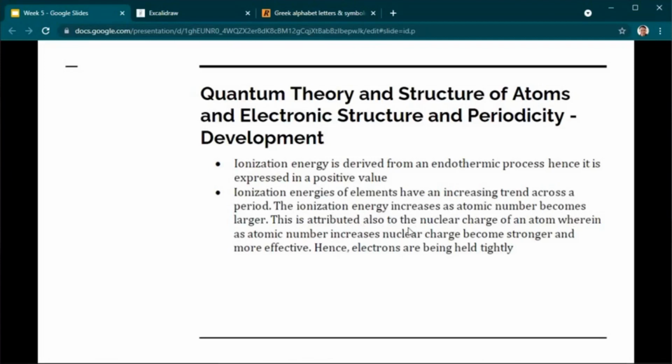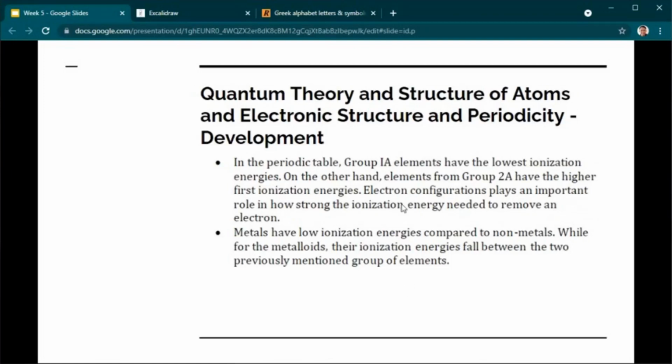This is attributed to the nuclear charge of an atom, wherein, as atomic number increases, nuclear charge becomes stronger and more effective. In this periodic table, Group 1A elements have the lowest ionization energies. Group 2A have the higher first ionization energies.